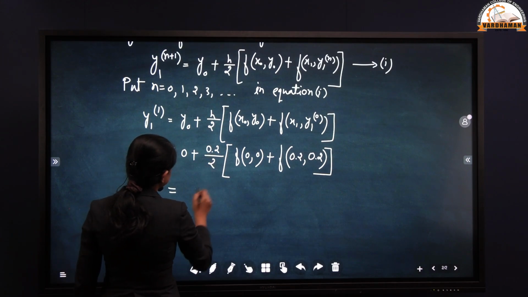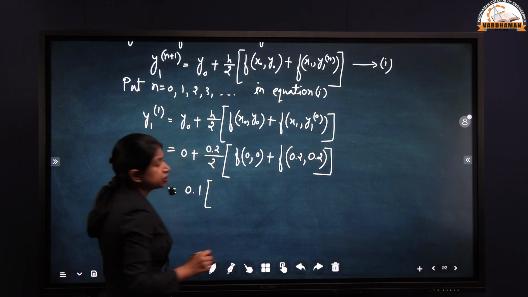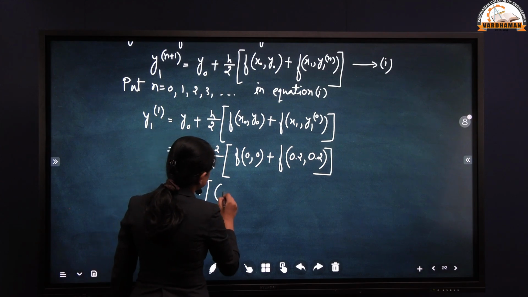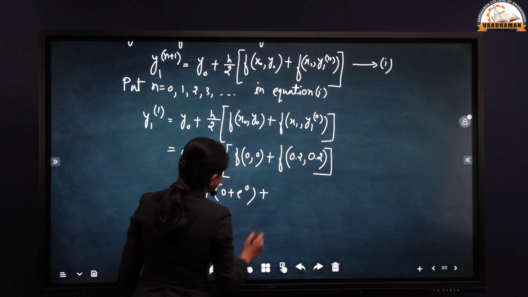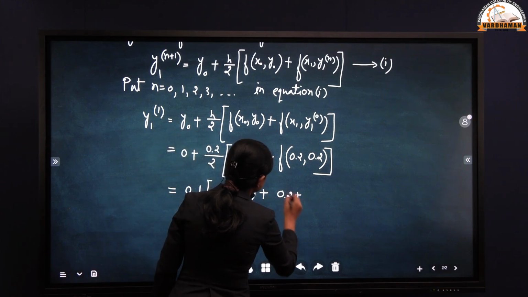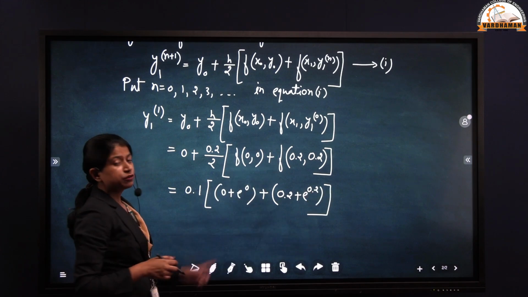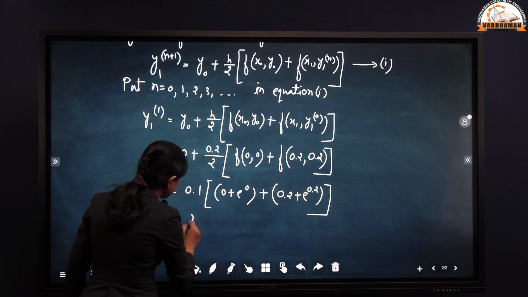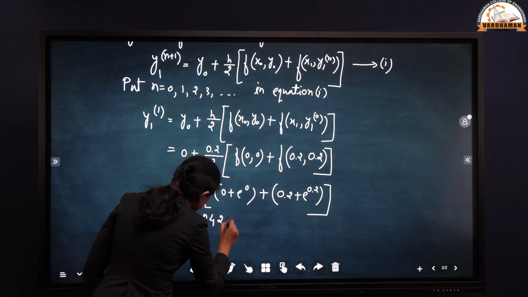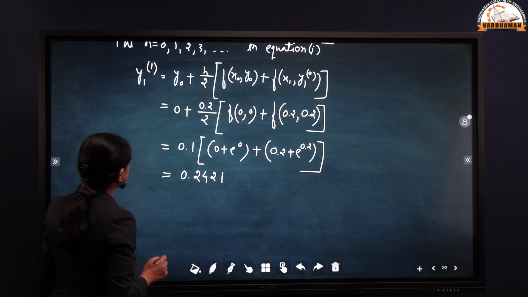So we have h as 0.1 and f of 0 comma 0, this will be 0 plus e power 0 plus 0.2 plus e power 0.2. So if you calculate this, you will get 0.2421. Now we will put n equal to 1.